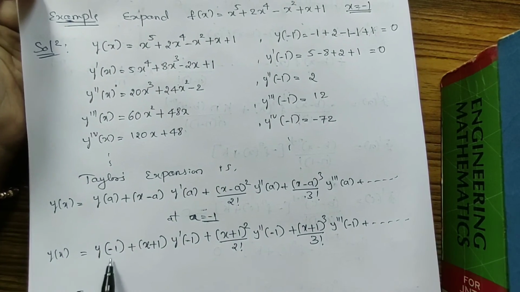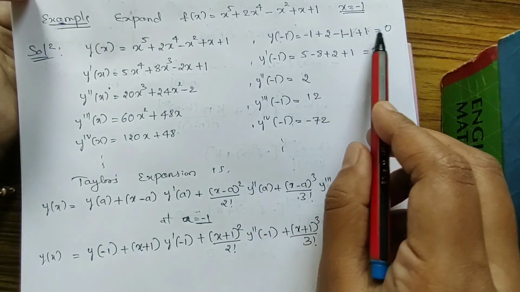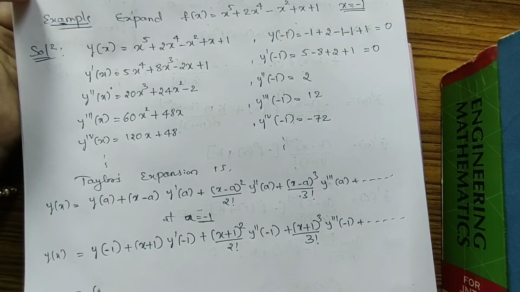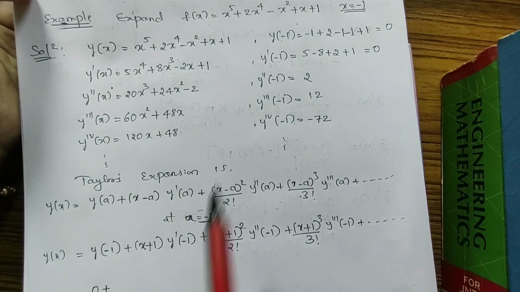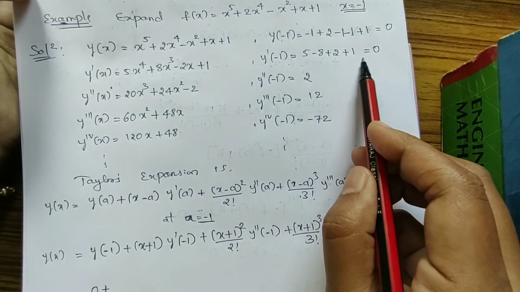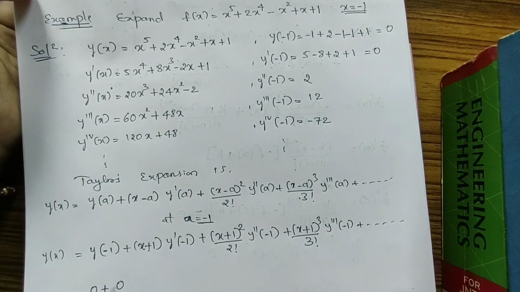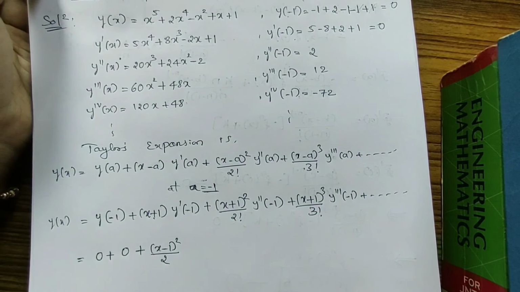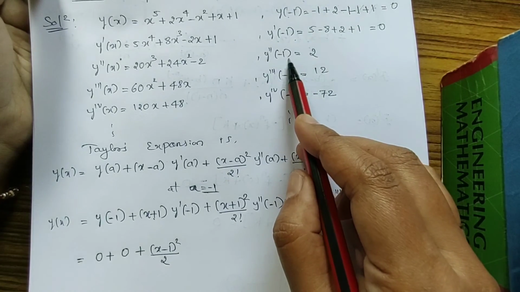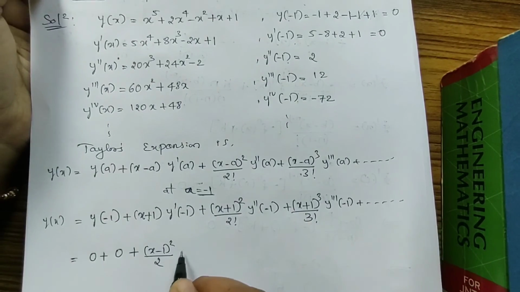Okay, now which is equal to, now substitute the values. What is y of minus 1? Here it is, y of minus 1 is 0. I will write 0 here. Okay, plus of x plus 1 of y dash of minus 1. What is y dash of minus 1? Which is also 0. So this is 0. Okay, now plus of x plus 1 whole square by 2 factorial is 2 itself. Now y double dash of minus 1 is what? 2. Okay, I will substitute the value.